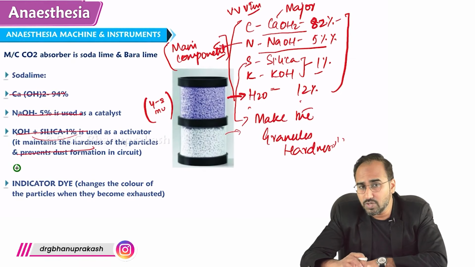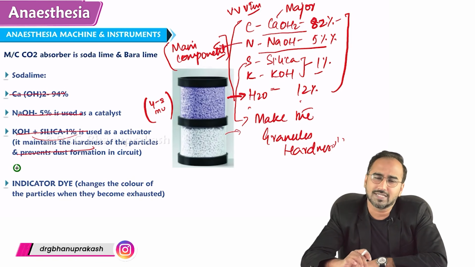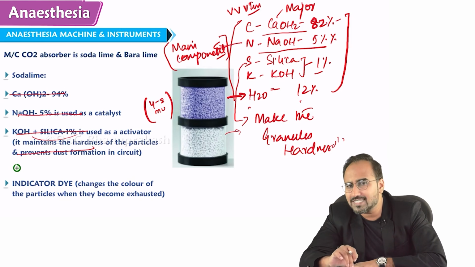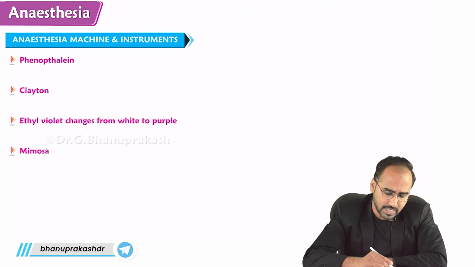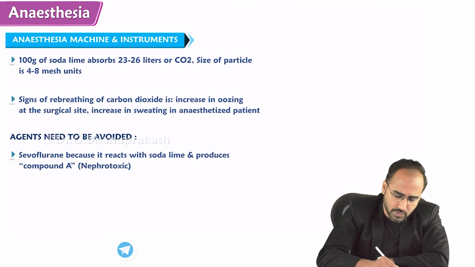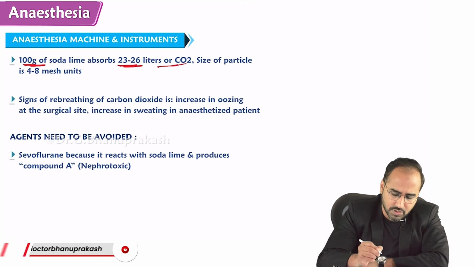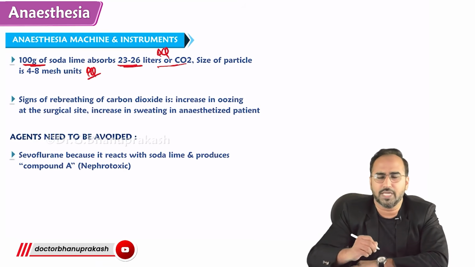So guys, I told you once the soda lime is exhausted, you will know that it is exhausted by looking at the color. Why? Because to the soda lime an indicator dye is added that indicates the color change. What is the indicator dye that is being added? It could be phenolphthalein, it could be Clayton, it could be ethyl violet, or it could be mimosa, right? But the rule of using soda lime is that 100 grams of soda lime will absorb 23 to 26 liters of CO2. Size also we have already known. The size is 4 to 8 mesh units.